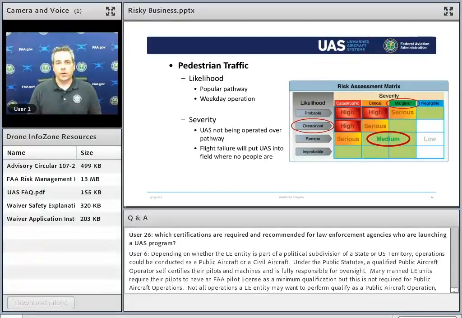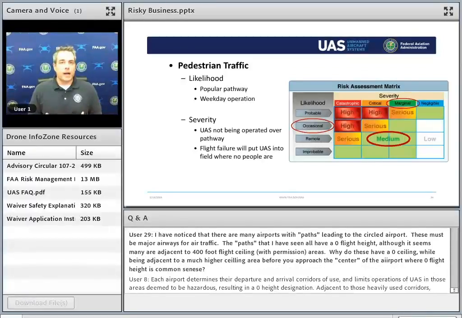They don't understand Part 107. They don't understand ops over people. And they may walk right underneath your drone. That's something that we need to be aware of with just the simple hazard of pedestrian traffic. So we just go through the risk assessment matrix. Let's take a look at how this might plot out. Now, you may plot a different result based on the data I just gave you, but this is for me. This is for my operation, how I view it. So the likelihood, well, let's say it's a popular pathway and that it's usually pretty busy, but I recognize that, and so I'm going to fly during the weekday.